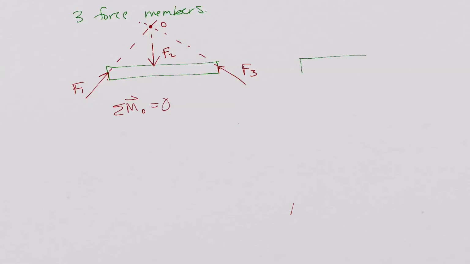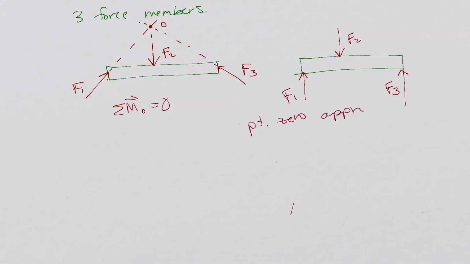So if we have the same beam, maybe slightly shorter, so I ran out of space. But if we have F1 pointing up, F3 pointing up, and we have F2 pointing down, basically it's the same thing. It's just that point 0 is at infinity. I think that's it for chapter 5 notes.